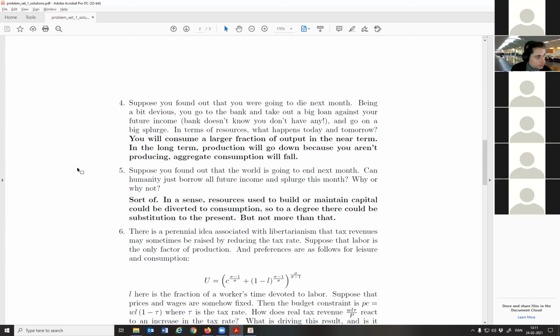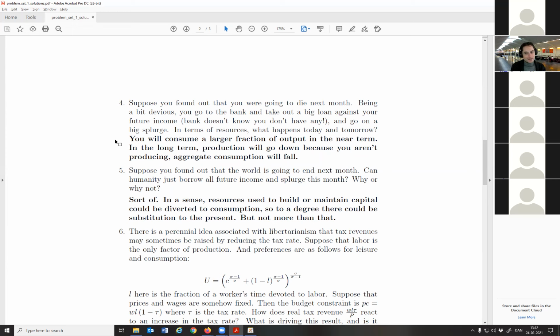Okay, and just like in question two, we're going to contrast question four with question five here. Suppose you found out that the world is going to end next month. Can humanity just borrow all their future income and splurge this month? Why or why not? I think you could answer this in either way. So I write here.